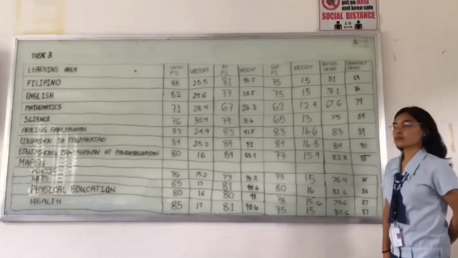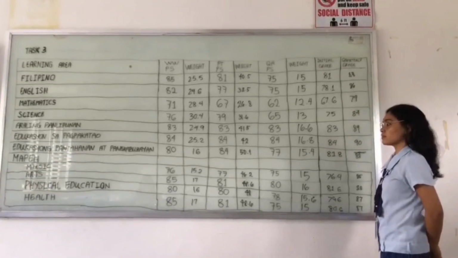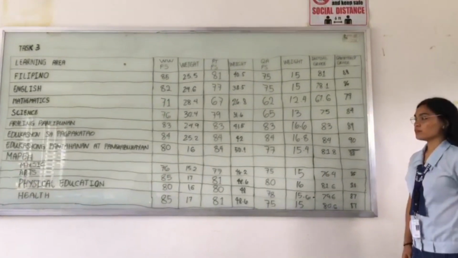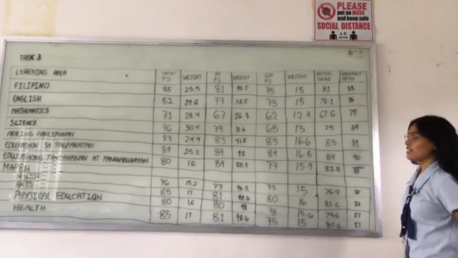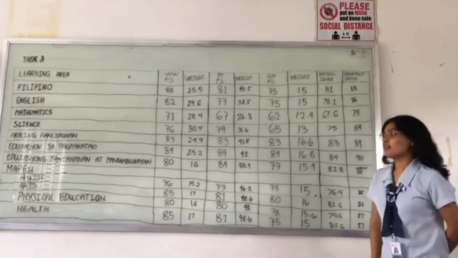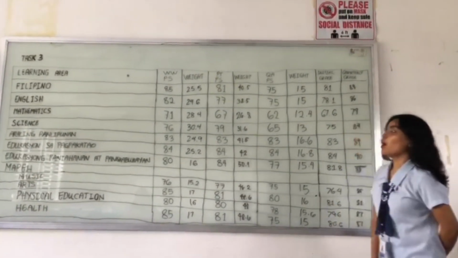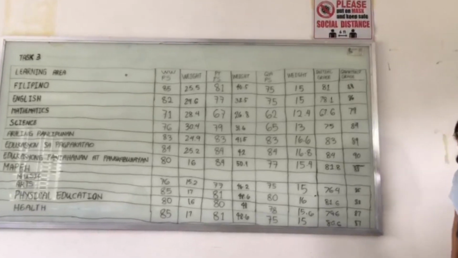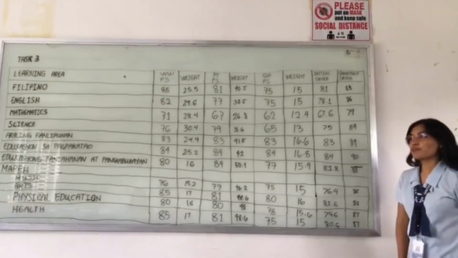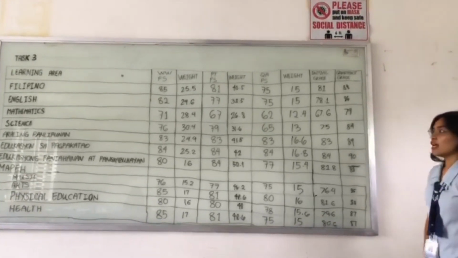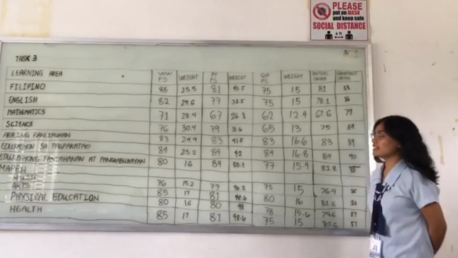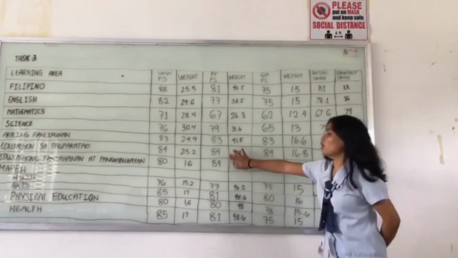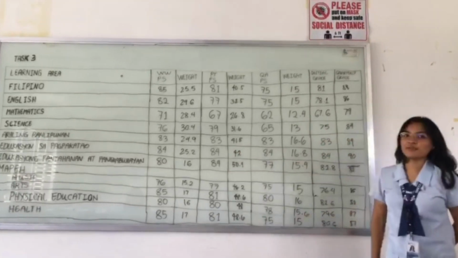Okay, so in which learning area did Rico perform best during the third quarter? Explain briefly your basis. It is evident that Rico performed best in Edukasyon sa Pagpapakatao, where he earned a quarterly grade of 90, and this grade is his highest among all of the subjects. Rico showed consistent and excellent scores in written works, performance tasks, and quarterly assessment.